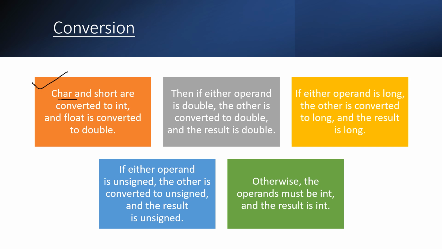Then in a program, if either of the operands is double, then the other is also converted to double, and the result also will come out as double. The third rule says that if either is long, then the other is also converted to long, and the result will be long. The fourth rule says if either is unsigned, the other is also converted to unsigned. We'll discuss more about unsigned later in the upcoming videos. On the other hand, if none of these apply, then the operands must be integer and the result will also be integer.